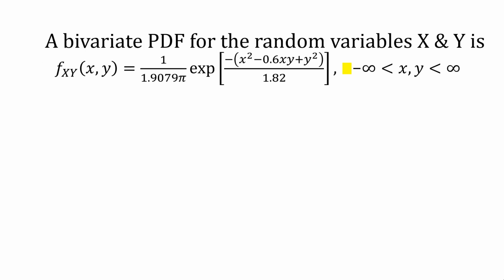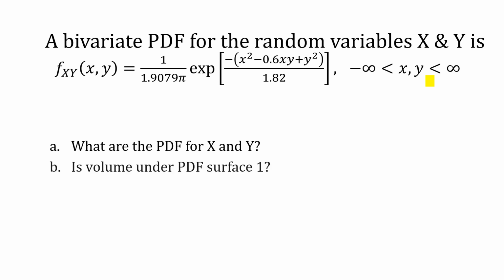We solve the next problem. A bivariate PDF for the random variables x and y is 1 divided by 1.9079 pi, exponential of minus inside the bracket x square minus 0.6 xy plus y square, divided by 1.82, where x and y are varying from minus infinity to plus infinity. Calculate r. What are the PDFs for x and y? Is volume under the PDF surface 1? Are x and y independent?